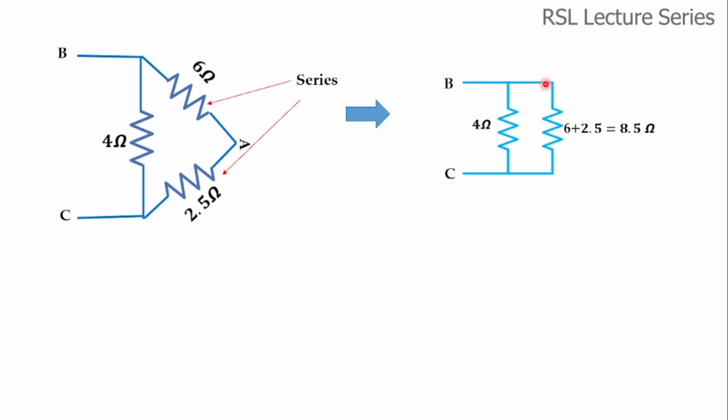Now both the upper ends as well as the lower ends of 4 and 8.5 are connected together, so they are said to be in parallel. We can apply this formula for finding the equivalent resistance: R1 into R2 divided by R1 plus R2. So 4 into 8.5 divided by 4 plus 8.5 is equal to 2.72 ohms. So this is the required value.